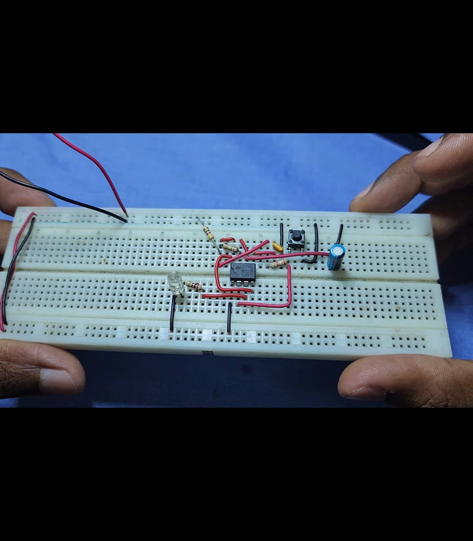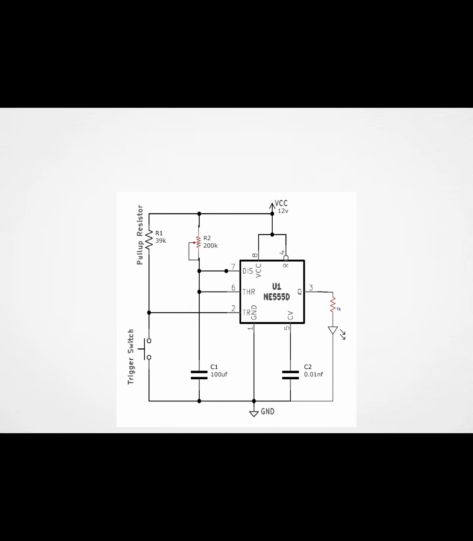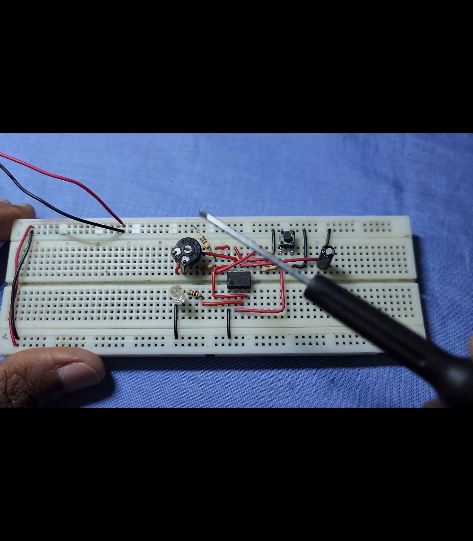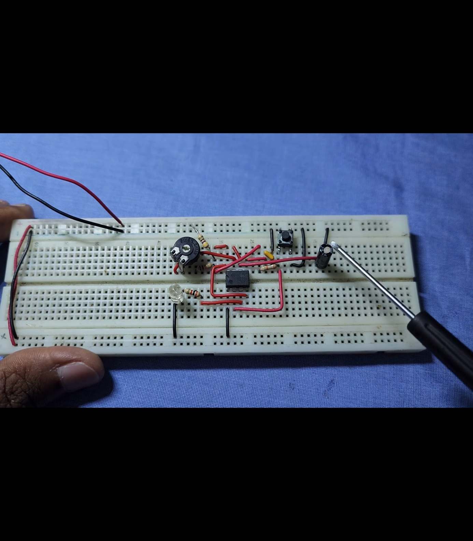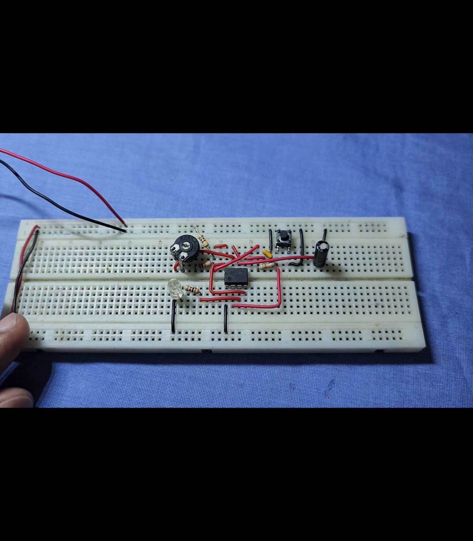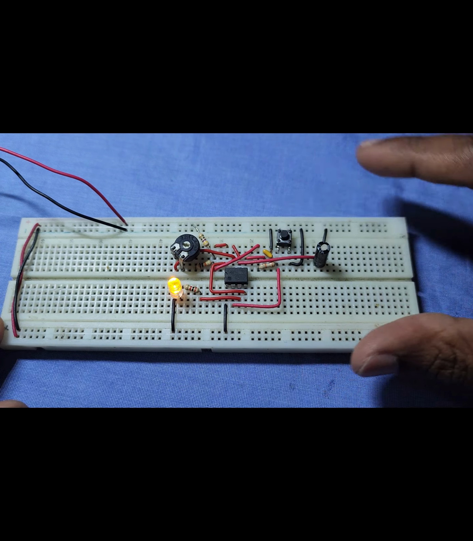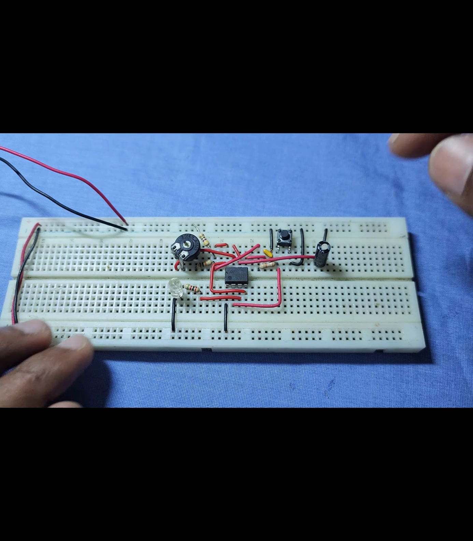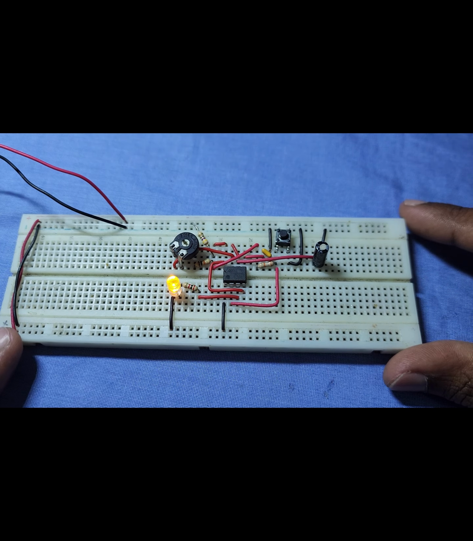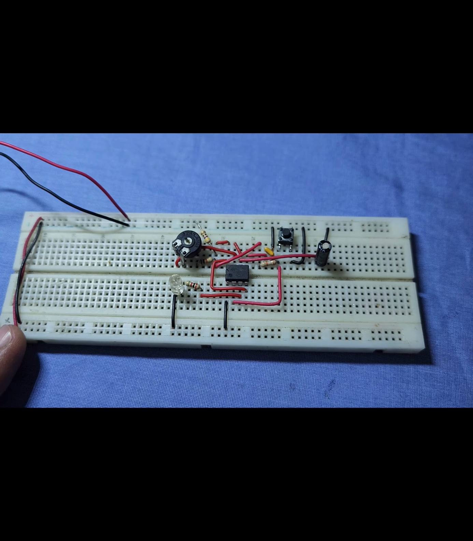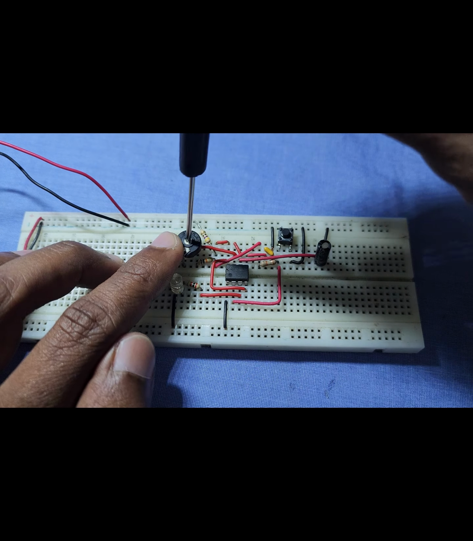Now let's replace R2 with a potentiometer, and C1 with a 100 uF capacitor, and then check the output. Here I replaced R2 with a potentiometer, and C1 is replaced with a 100 MFD capacitor. Now we can adjust the on-off time intervals of the LED by rotating the potentiometer. In this mode of operation, the IC works as a timer switch.